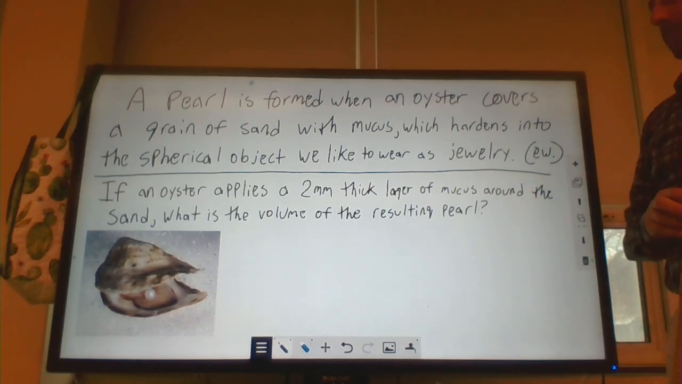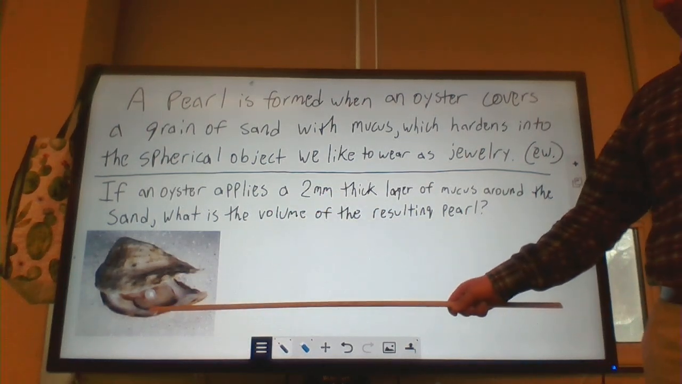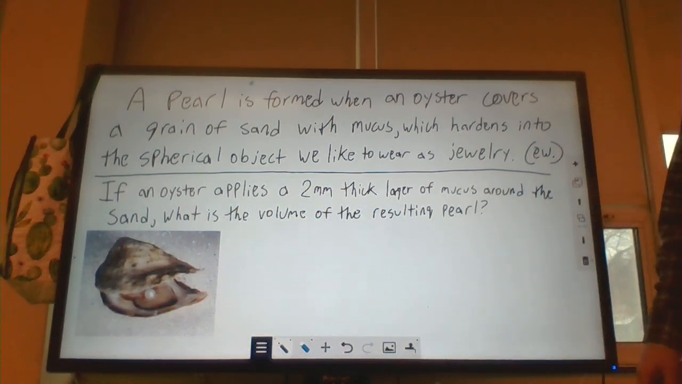So let's try a sample problem. A pearl is formed when an oyster covers a grain of sand with mucus, which hardens into the spherical object we like to wear as jewelry. Ew! Here is a picture of a pearl inside of an oyster. And that's exactly how it looks when they form.